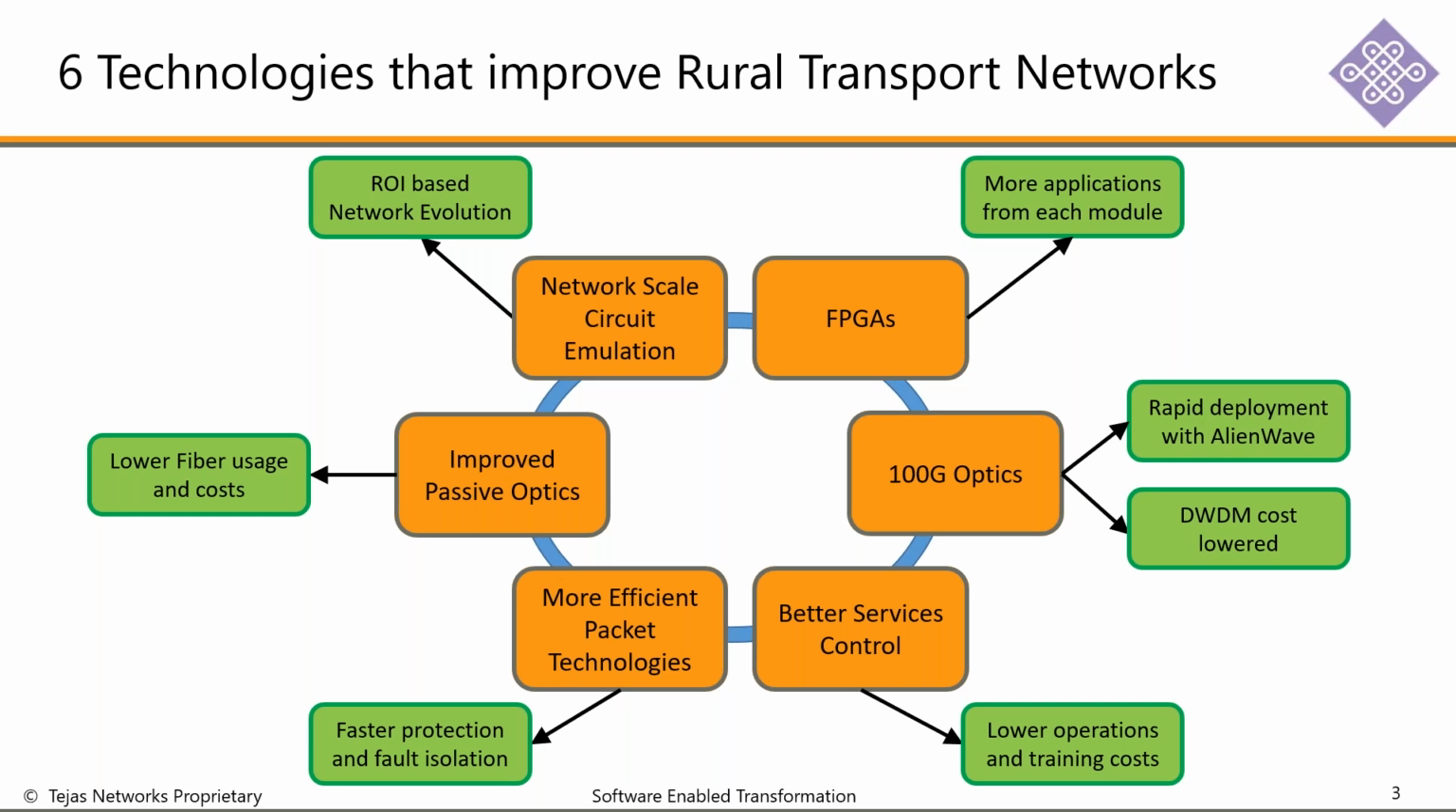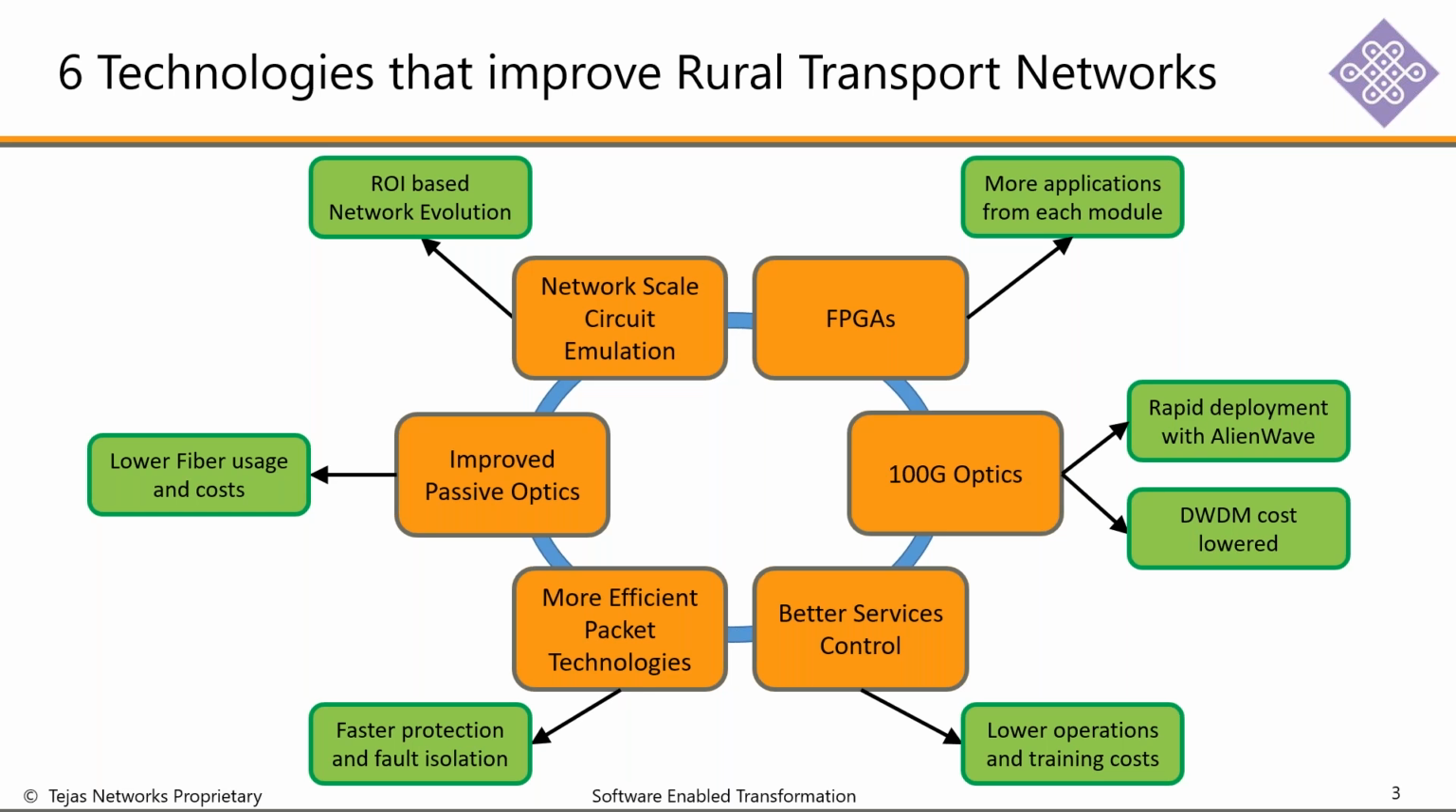For example, network scale circuit emulation can dramatically increase the return on investment for network evolution. You can combine multiple technologies onto a single packet infrastructure and collapse 3, 4, 5 different types of infrastructure onto one infrastructure. Improved passive optics will drive lower fiber usage and lower costs within the networks.